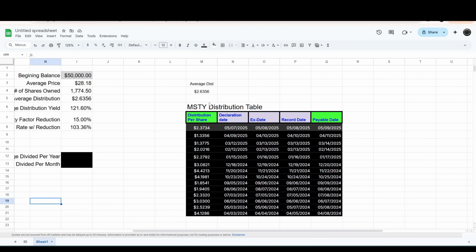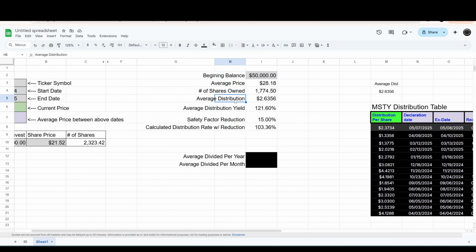So let me slide over to this table. As you can see, I've plugged in the distribution table from the YieldMax MSTY website, and it shows all of the distributions that we have received so far. The latest is $2.37, and back on April 3rd of 2024, it earned $4.12. All of this added together, divided by the number of distributions, gives me a total average distribution of $2.63, which I'm pulling in over here to the average distribution rate.